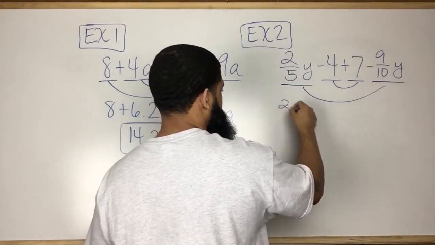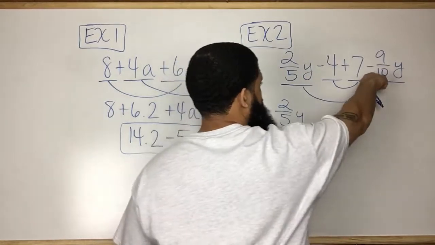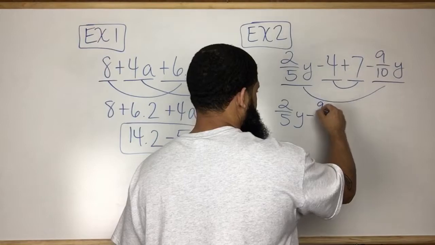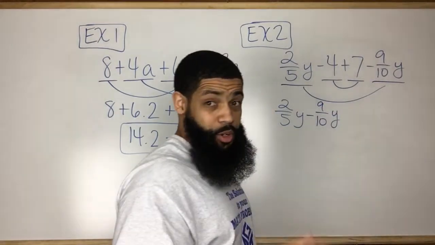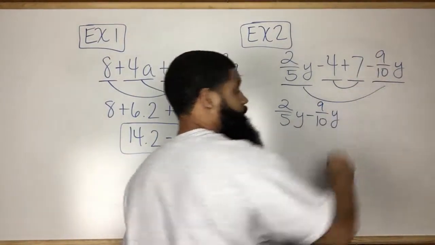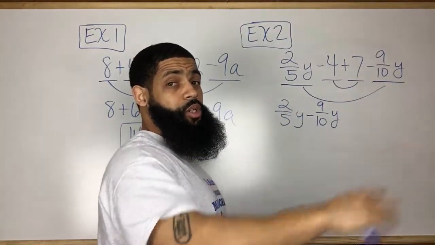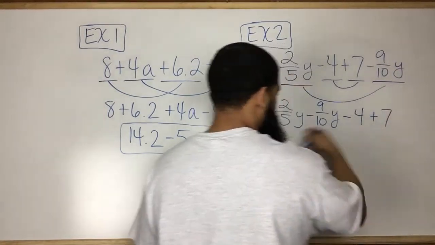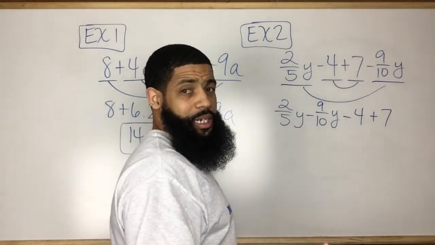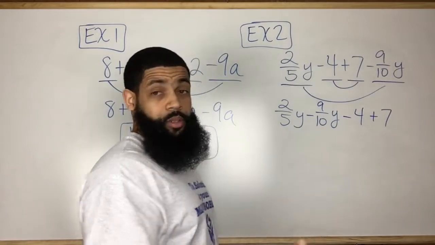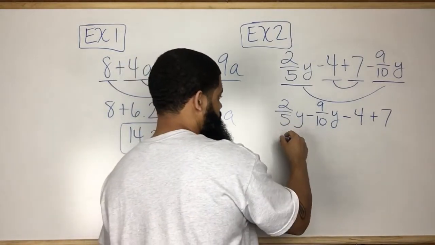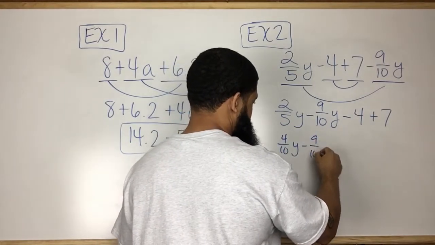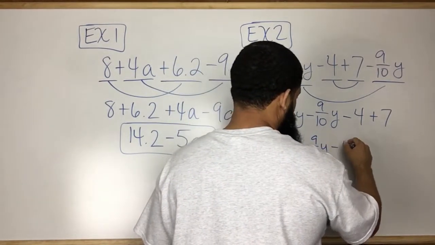So let's go ahead and say 2/5 y. Now notice the minus sign goes with the y, so I'm going to say minus 9/10 y. Very, very important that you notice that the sign, the pluses and the minuses, go with the term to its right. Okay, and then so this is minus 4 and then plus 7. So notice 2/5 minus 9/10. We have to get a common denominator. Okay, so that's the same thing as 4/10 minus 9/10.